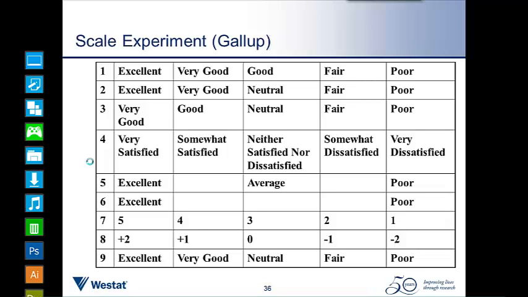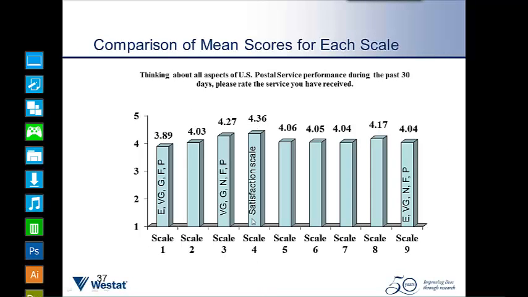So here were the results of the different scales. And you can see we got pretty different answers depending on which scale labeling we used. And the most positive responses, the highest mean score, came when we asked how satisfied they were with the service they had received from the Postal Service. And the lowest score was actually the original way that we were asking the question: excellent, very good, good, fair, or poor, which lent evidence to their hypothesis that good is basically good enough for postal customers.